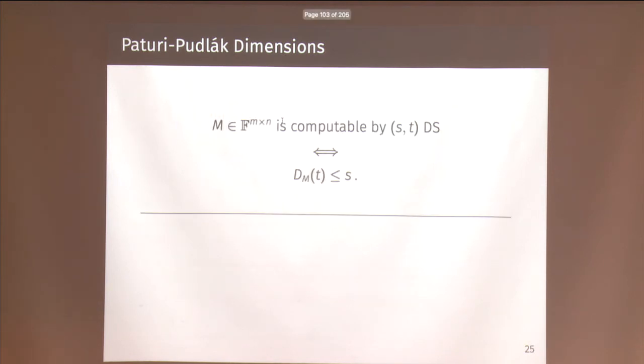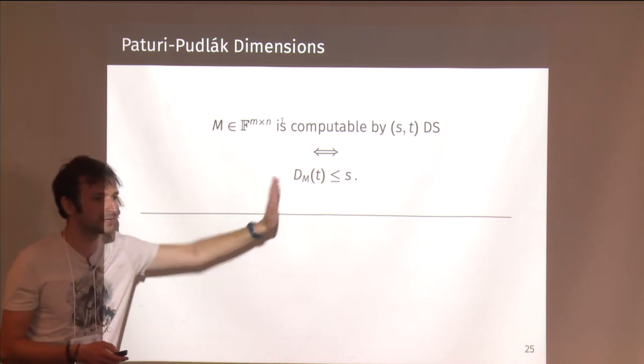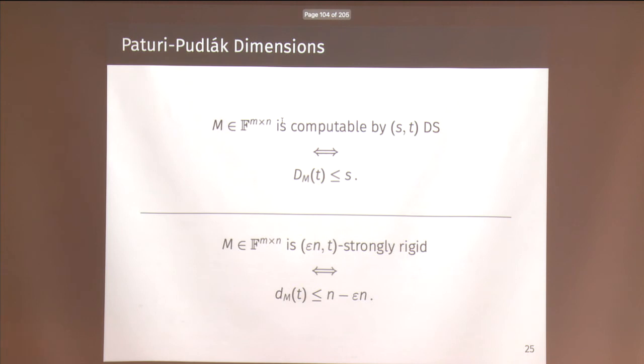because apparently outer dimension is exactly equivalent to efficient data structures. A problem admits an efficient data structure if and only if its outer dimension is small. And rigidity is exactly equivalent to inner dimension. A matrix is rigid if and only if its inner dimension is small.